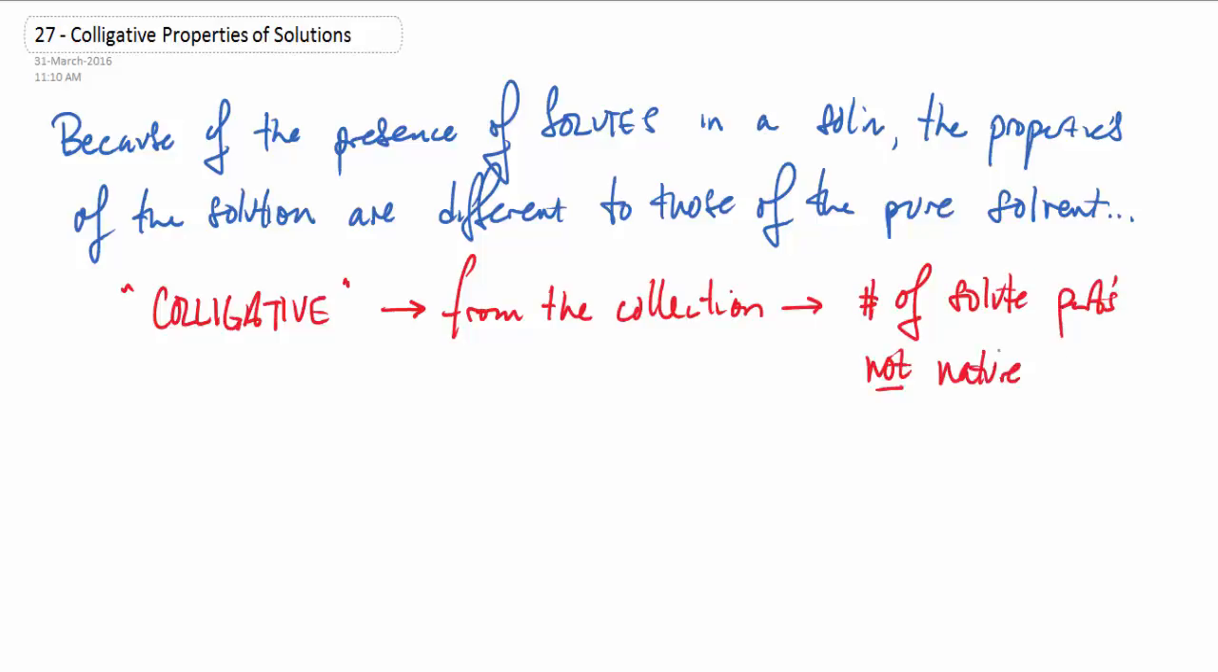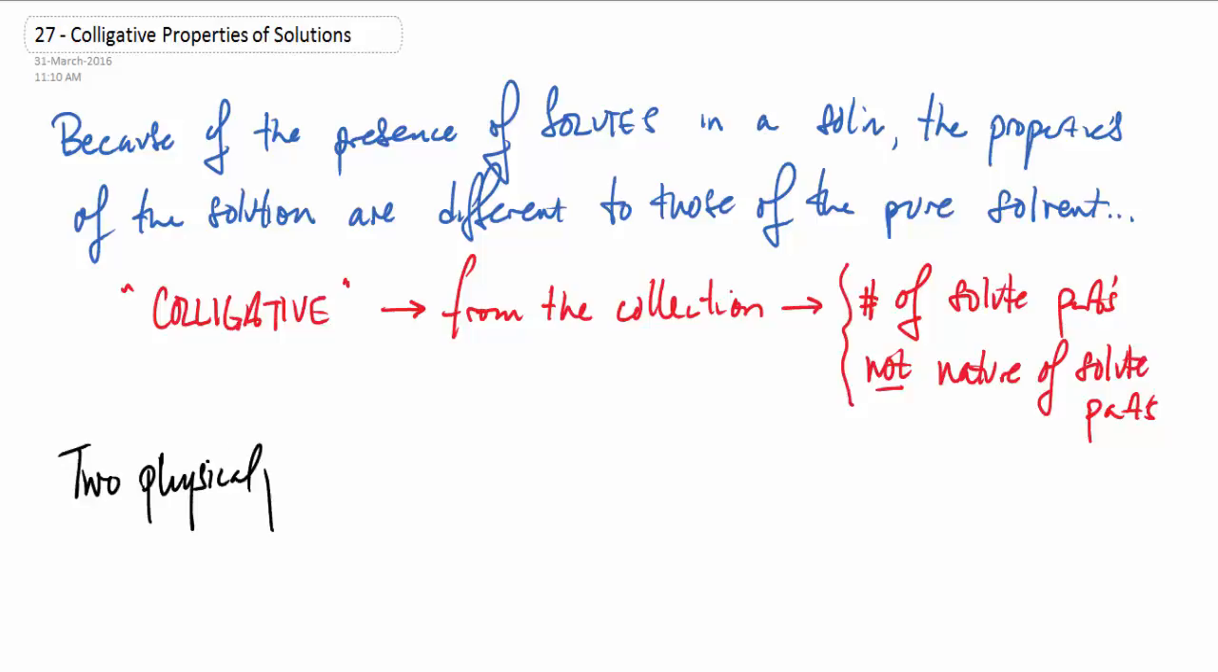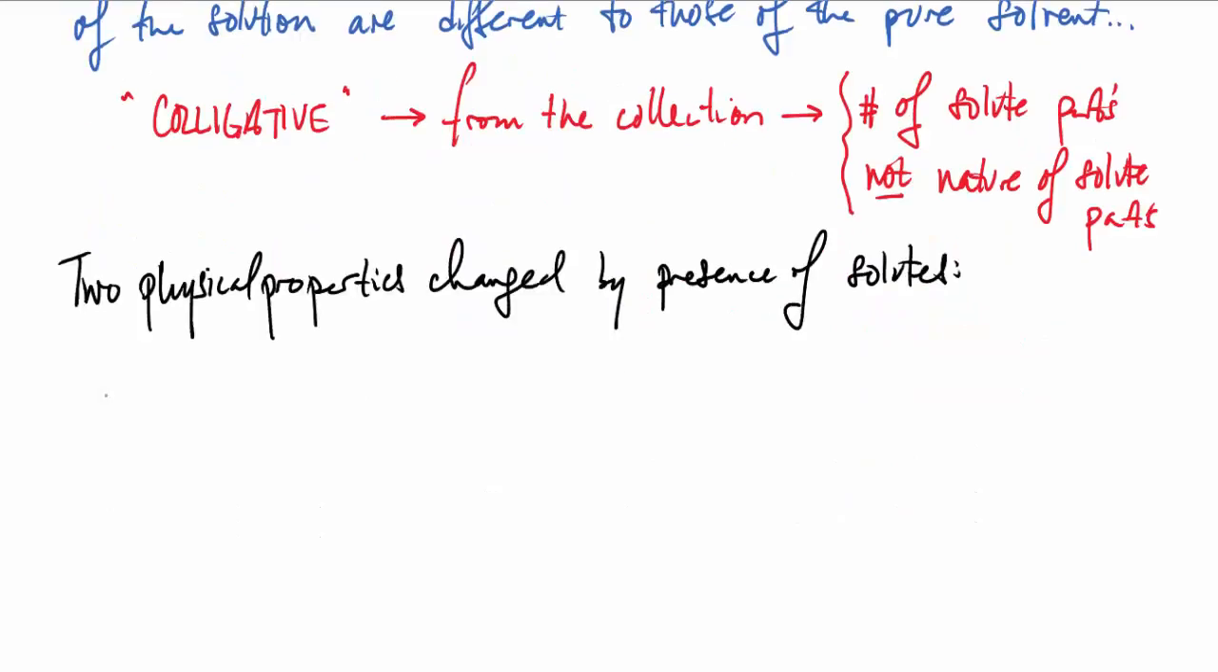So we're not that concerned about what the solute particles are, it's just the fact that they're there that really matters. So there are two physical properties that we're going to discuss that are changed by the presence of solutes. It turns out there are more, but we'll discuss only these two, and the first one is freezing point depression.